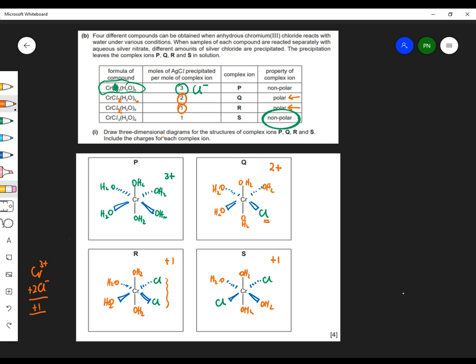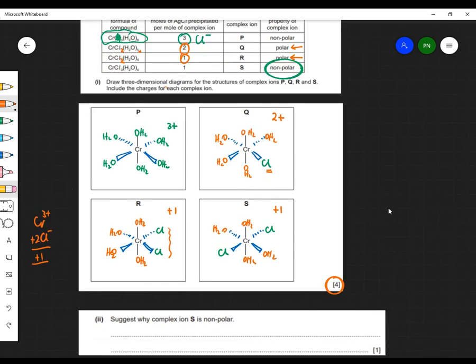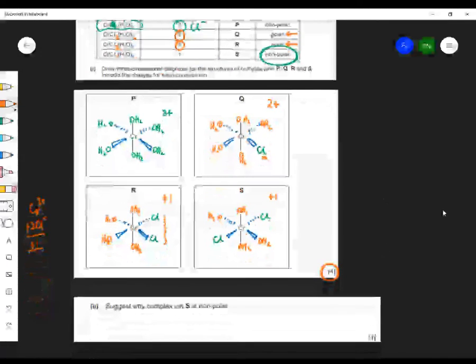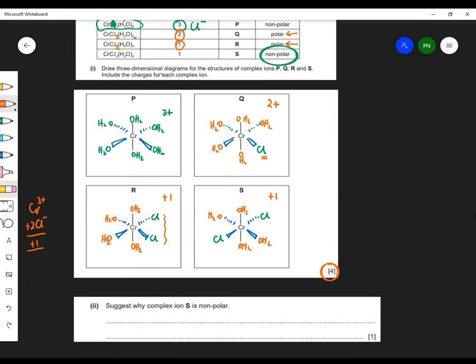Now a lot of you should have had marks knocked off, to be honest with you, because you didn't put the charges. All right, but you should. Now suggest why it is non-polar. It is non-polar because the polar groups, which are the Cl atoms, are opposite each other. Okay, that's good.